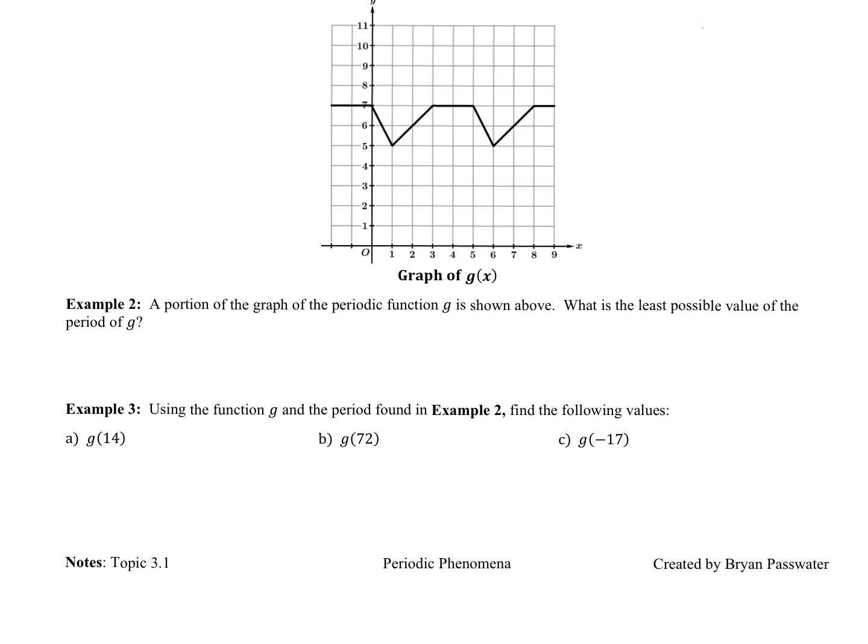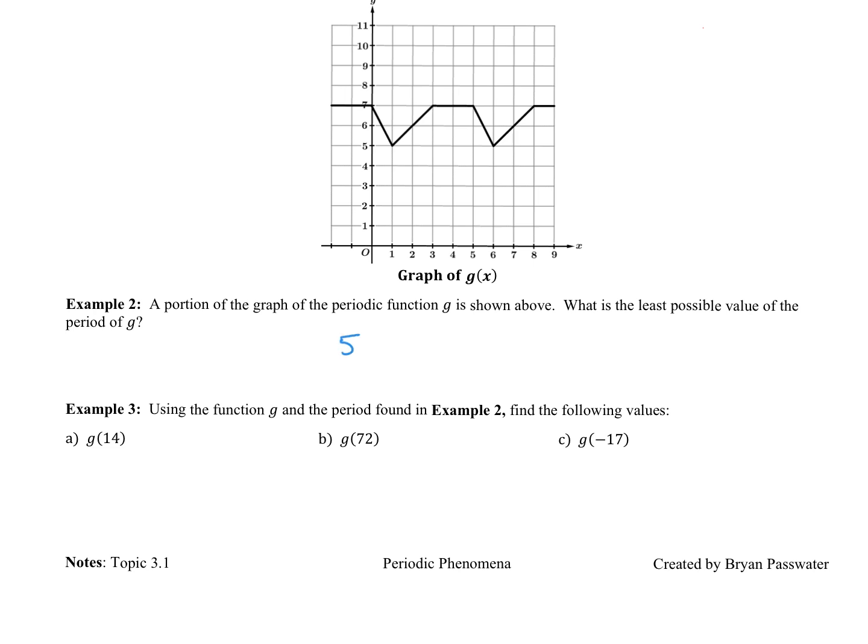All right, example 2. A portion of the graph of the periodic function g is shown above. What is the least possible value of the period of g? All right, so let's look at this one. I'm looking at these points right here. When will it complete its cycle? It's 5, right? Because it goes from 1 to 6 and it completes its cycle. And so the period on this one is 5.